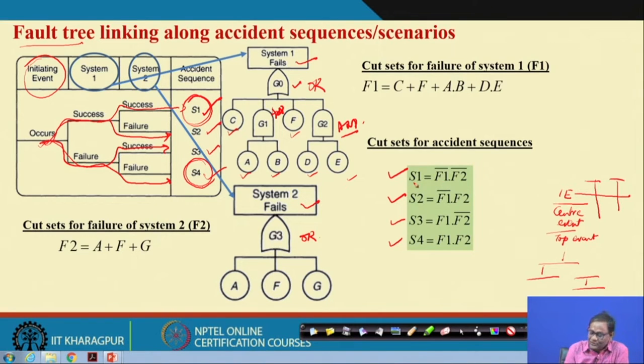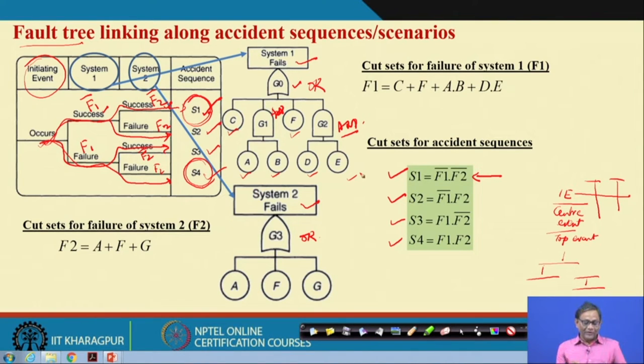What is S1? S1 is basically the initiating event occurs, and system 1 and system 2 are successful. If we consider system 1 failure as F1, then its success will be F1 bar. If system 2 failure is F2, then its success will be F2 bar. If F1 bar and F2 bar both occur, then S1 will occur, and in terms of cut set, in terms of scenario, we will write it like this.